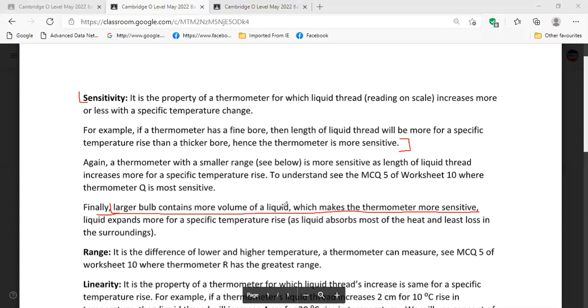We are placing the thermometer in the same place, but one is absorbing less heat, another is absorbing more heat. So here is the larger bulb working.